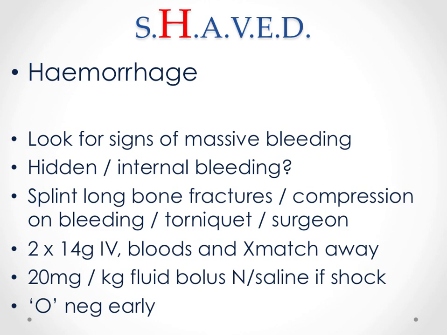The patient may have hypotension, tachycardia, altered conscious state, and there may be signs of bleeding. It's important when managing bleeding to splint long bone fractures, put compression on the bleeding, and have the patient access a surgeon as soon as possible. A tourniquet may be appropriate. Once the source of the bleeding has been stemmed as best you can, you need a good structured approach, doctor's ABC, 2 14 gauge IV cannulas, blood products early, 20 ml per kilogram fluid bolus, and cross-match blood as soon as possible. O negative may be essential in these situations.